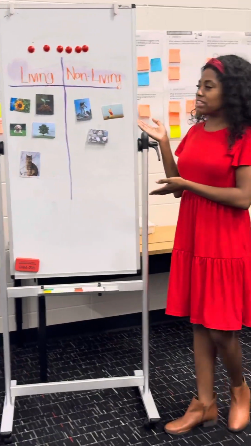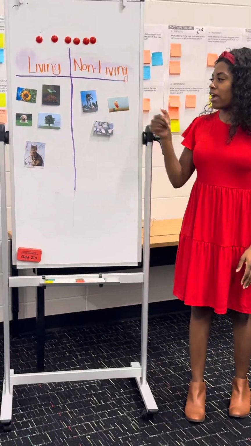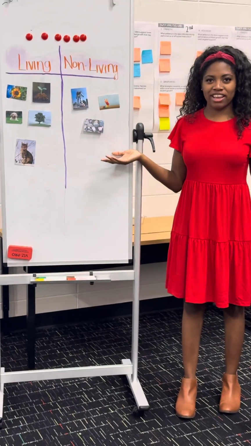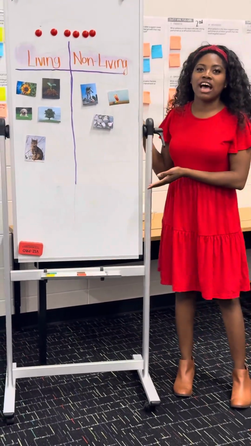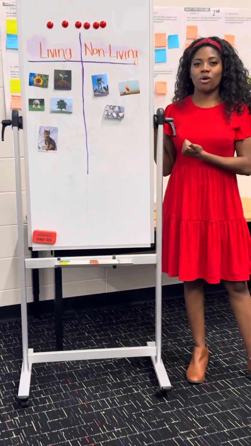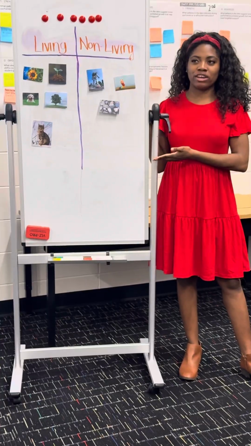For our non-living side, we have a robot, a toy, and some rocks. Did you get it right? These items are non-living because they do not need water, food, air, or anything to live.